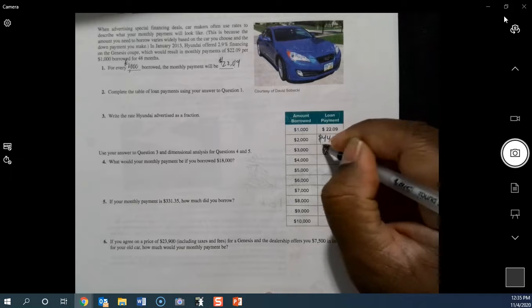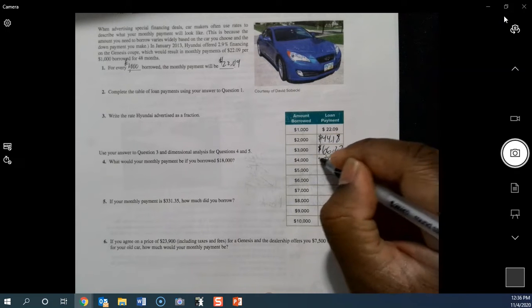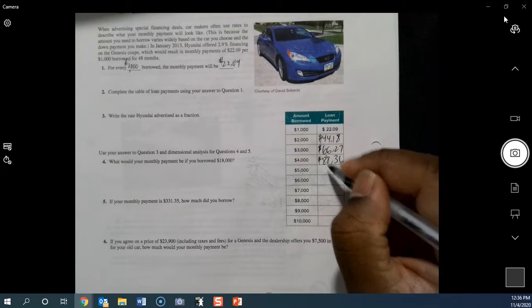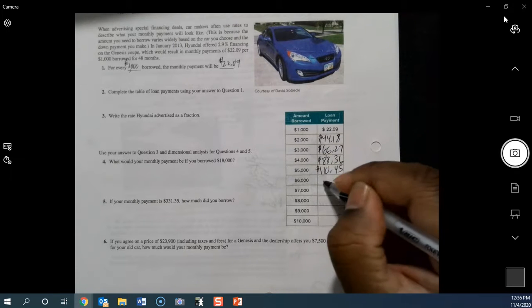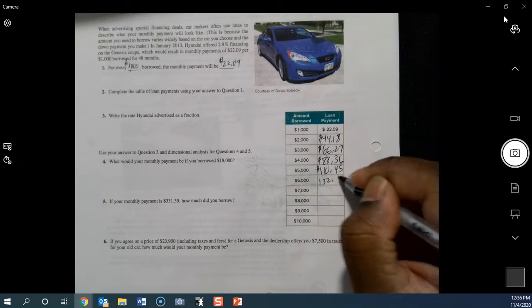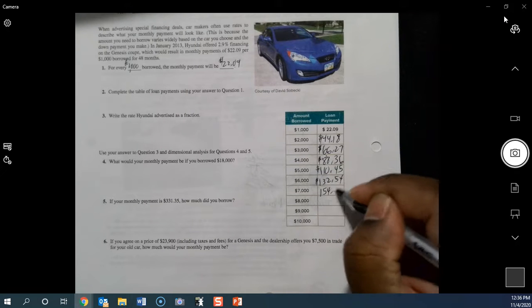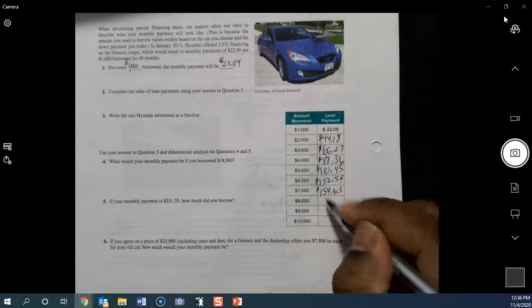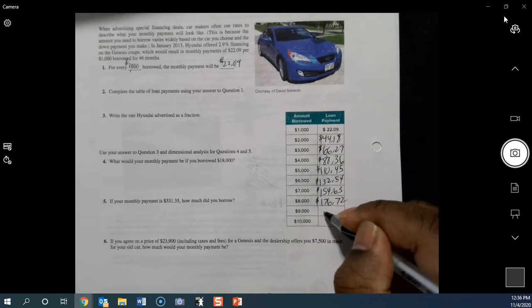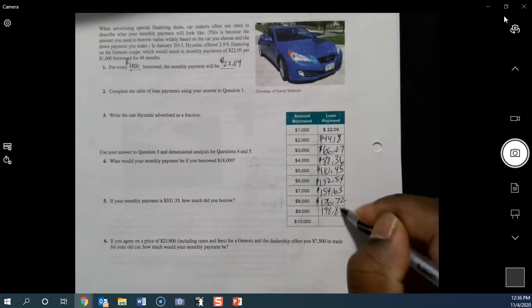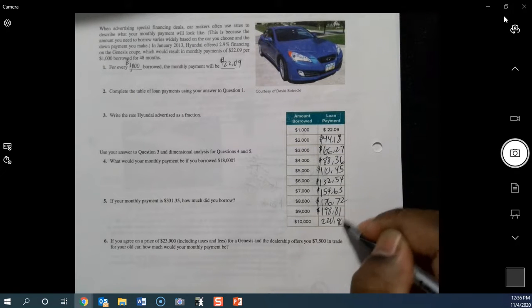So it'd be $66.27, $88.36, and then it'll be $110.45, $132.54. Then we'll have $154.63, $176.72, $198.81, and $220.90.